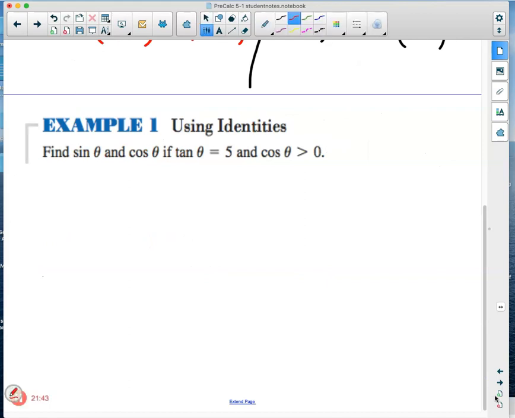And that's going to be the goal of the homework for this section, is using the identities. Find the sine of theta and the cosine of theta if the tangent of theta is 5 and the cosine of theta is greater than 0. Now, they went to great pains to get me to think about what quadrant this is in. I know that because they told me tangent is a positive 5, and then they mentioned that the cosine also has to be greater than 0. It has to be positive. So it's got to be first quadrant.